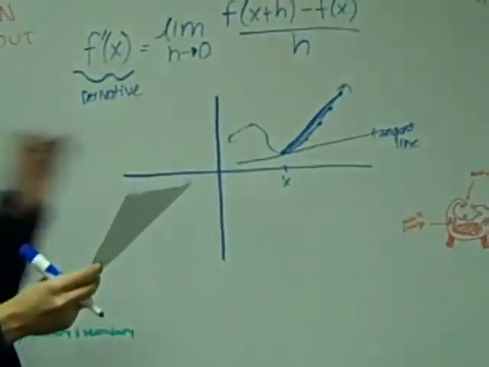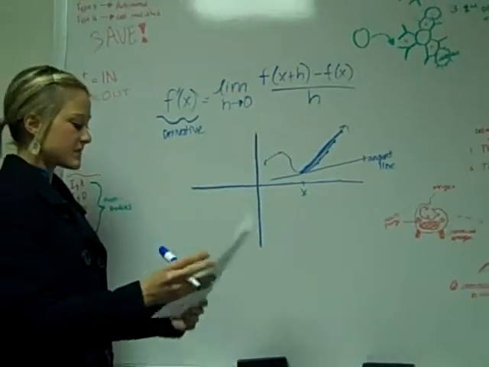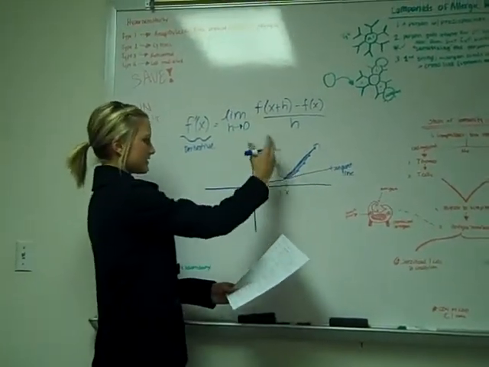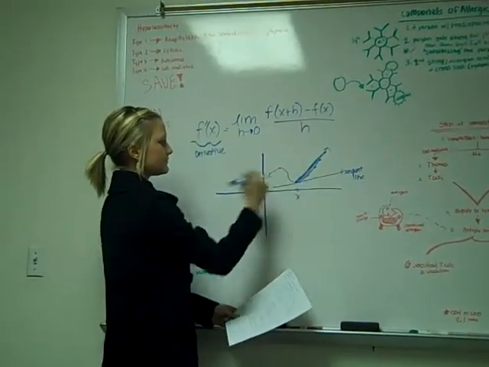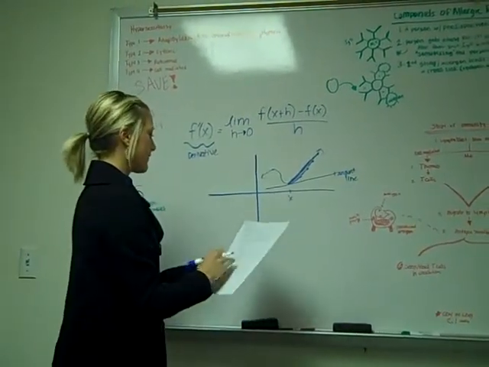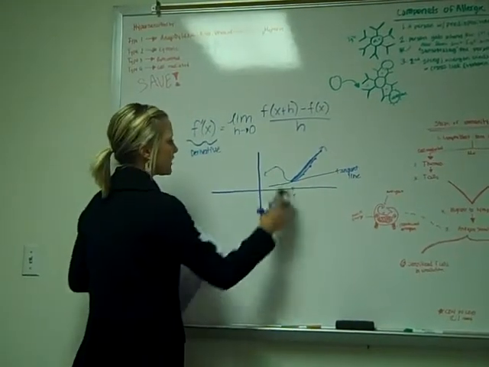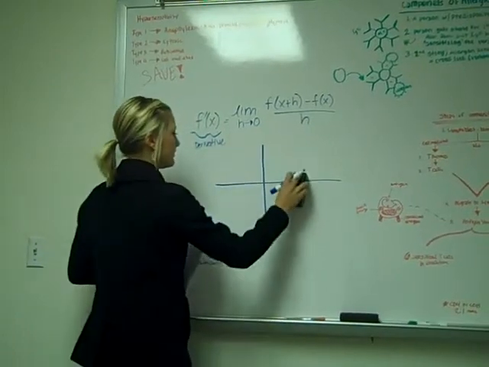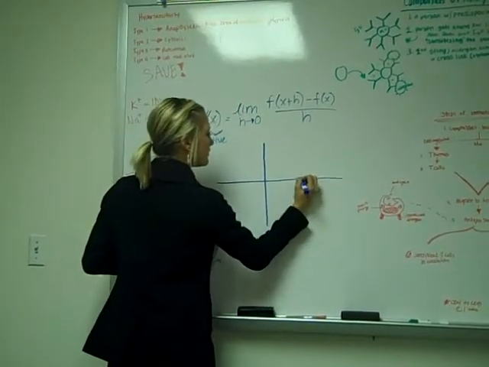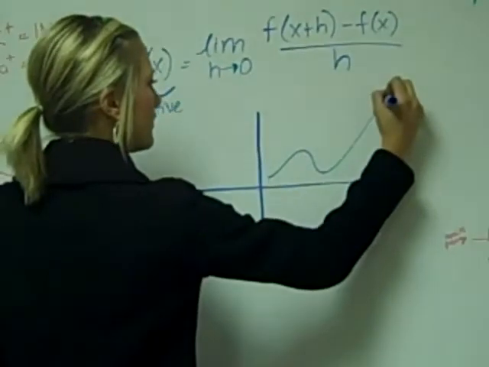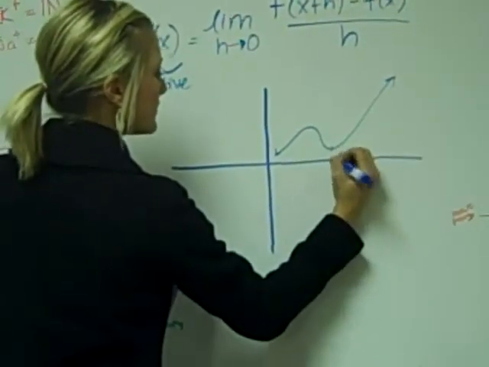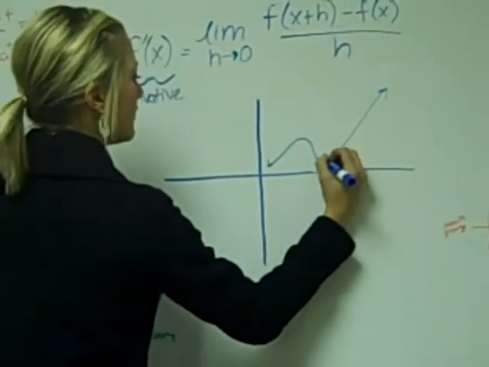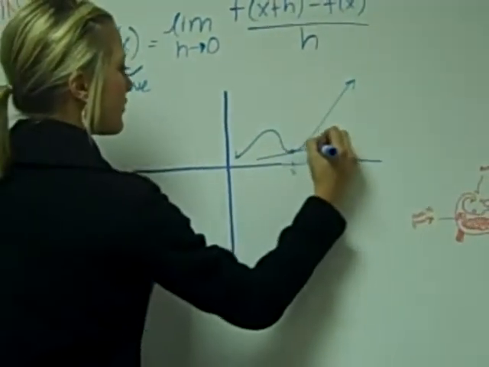Okay, so this is kind of where our key idea comes in. The slope of the tangent line is the limit of the slopes of these secant lines. Alright, so we are going to redraw this graph, the same thing, make it look a little bit nicer. The same point x. And the tangent line at that point.